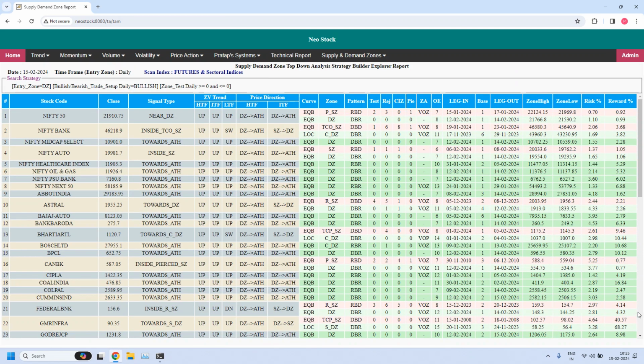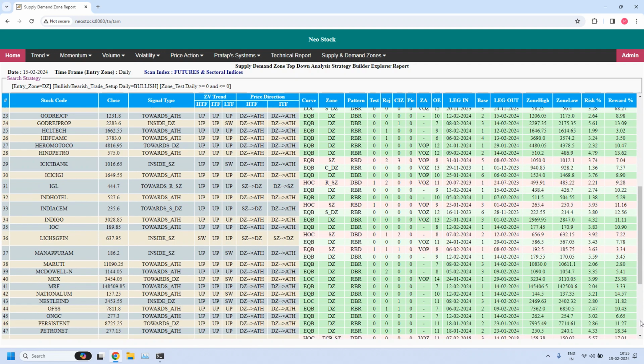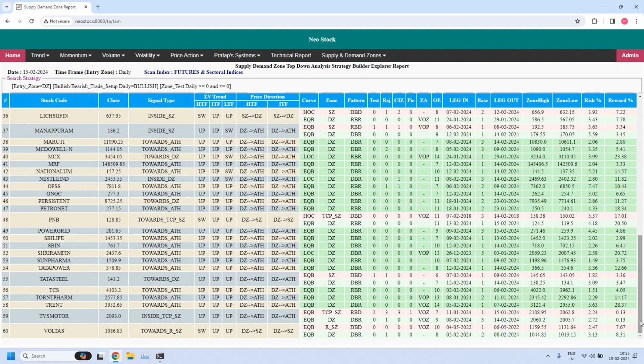Now all these stocks are having test count 0 on demand zone. Because we set this parameter for demand zone. Our entry zone type is demand zone. Now scroll down. Now 60 stocks are filtered. From 102, the list is reduced to 60. But still, 60 is a big number.